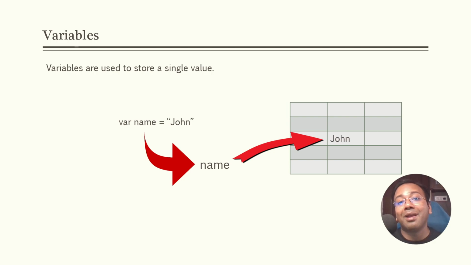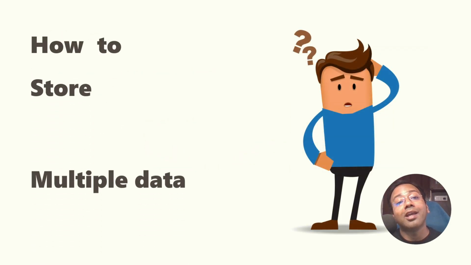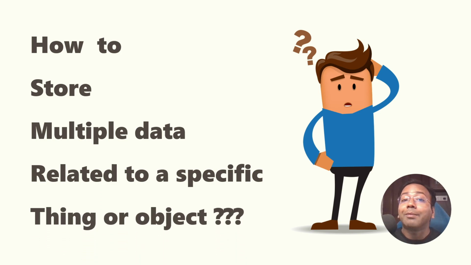So this is all about a single piece of information we can store inside a specific variable. But what about multiple pieces of information related to a specific object or specific thing? How can you store that? For that we have objects in place. An object is a data structure that will help us in doing so. So stay tuned and I will show you how you can store multiple pieces of data inside an object using JavaScript.